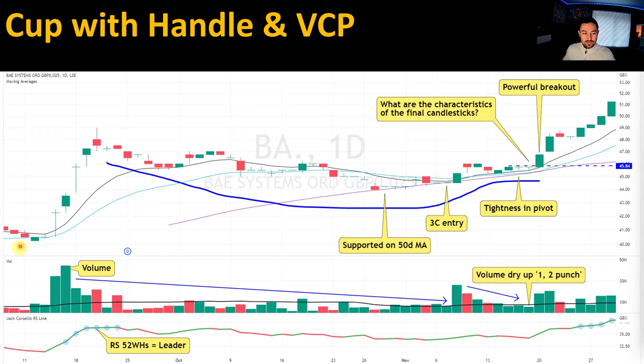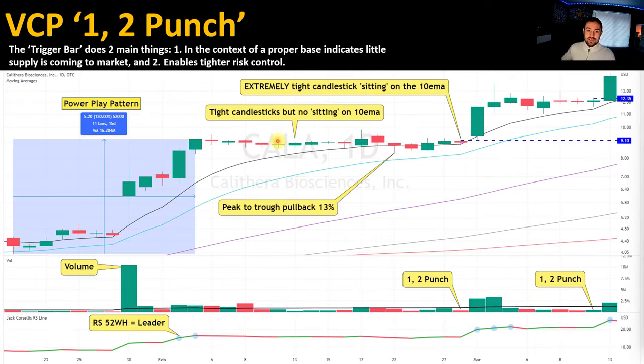Also, just a little subtlety: look at the volume and the rapid price advance coming in before this base builds. Really good to see. Look at the 52-week highs as well. Strong, strong, strong stock. So let's go into this VCP 1-2 punch, which I would just call a trigger bar. For me, in my head, that is the proverbial final piece of the jigsaw puzzle that I'm looking for when I see a VCP, a power play, a cup and handle, Darvas box, whatever it may be.